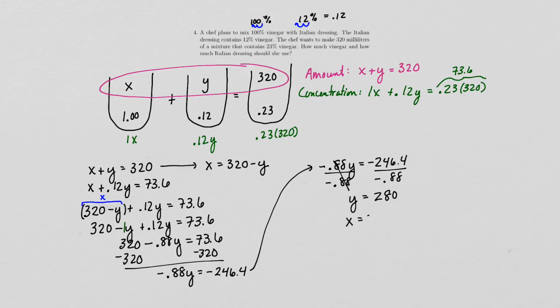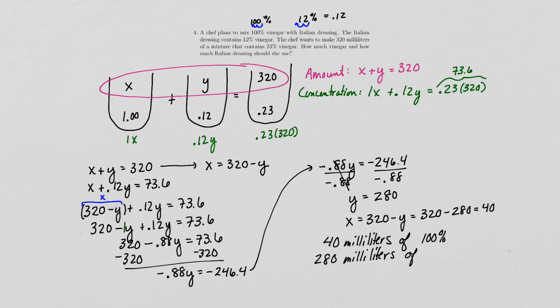And then remember, x is equal to 320 minus y. So it's going to be 320 minus 280. And that's 40. So we need 40 milliliters of the 100%, because x went with the 100%. And we need 280 milliliters of the 12%.